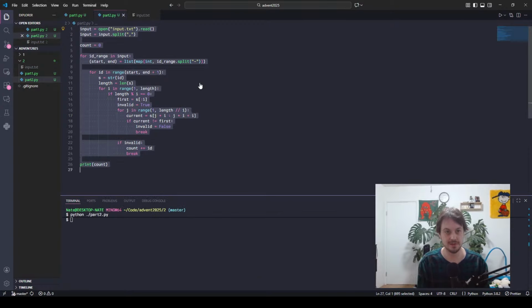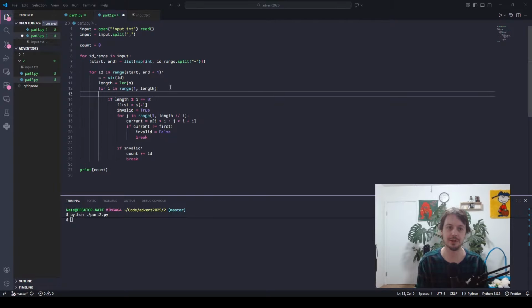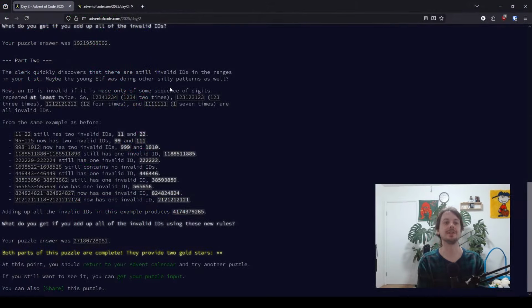For the second part, did I format it already? I guess I did. I got a little tripped up on an off by one issue in here, and some little brain goofs, but I basically had the strategy pretty quickly. So it's similar to the first part, but in the first part we're just looking at something that was repeated in half. But in the second part, you can break it up into different sizes. This one is broken up into thirds, so we have 123, 123, 123. This one is broken up into fourths. 12, 12, 12, 12.